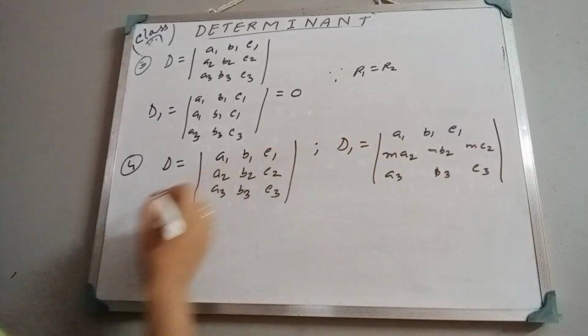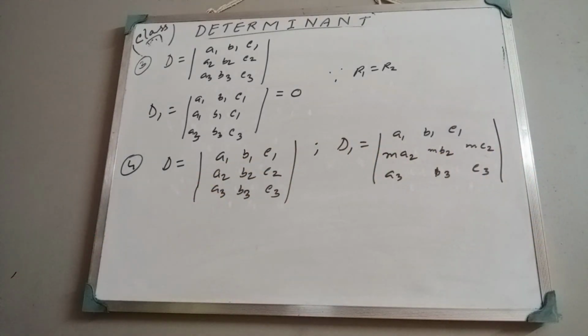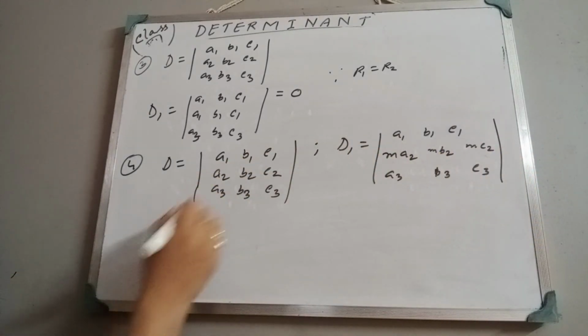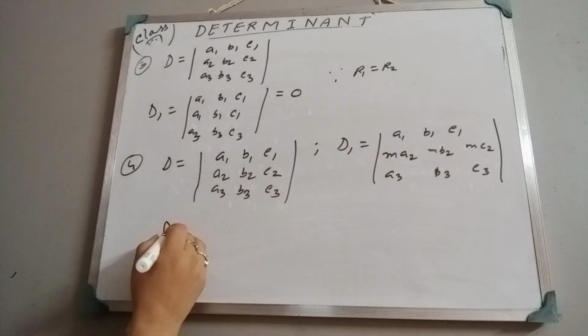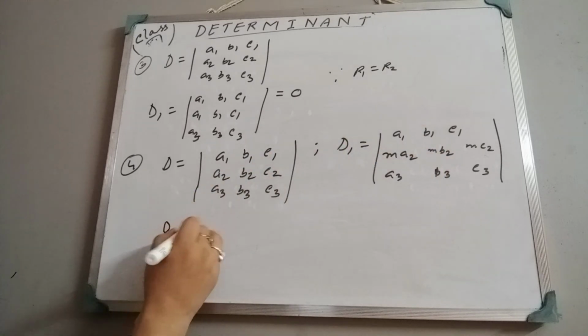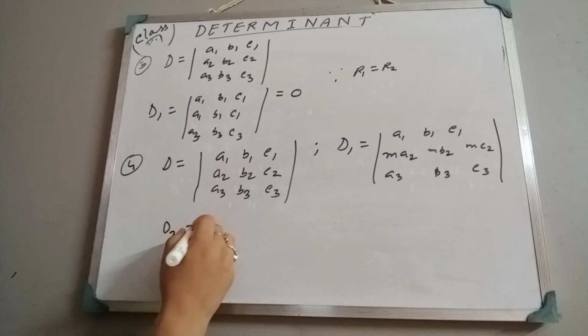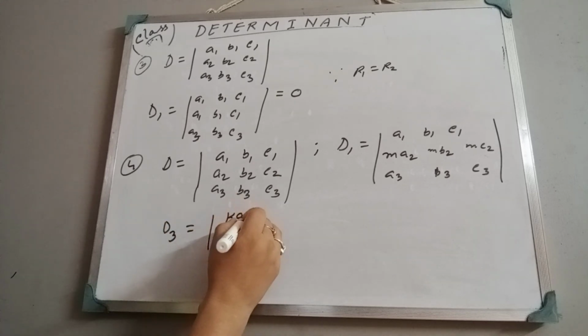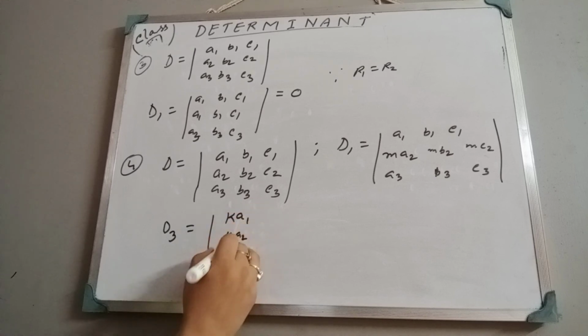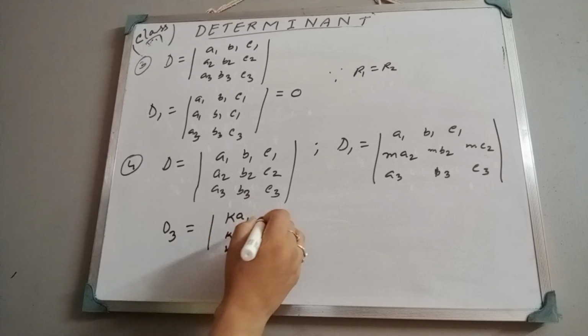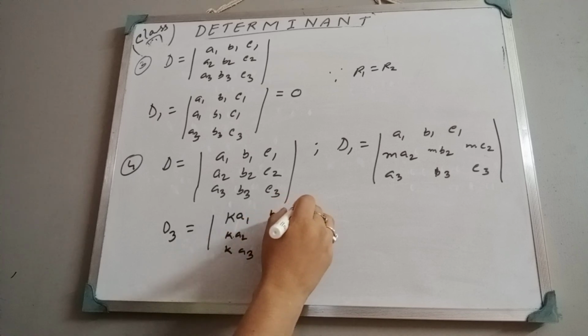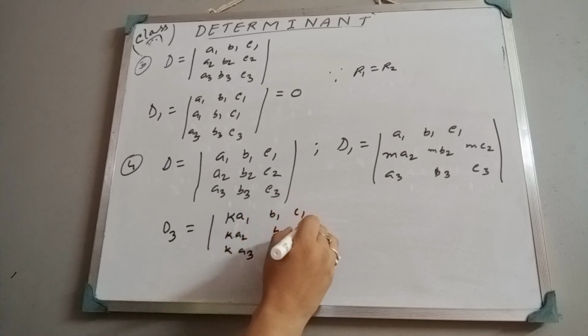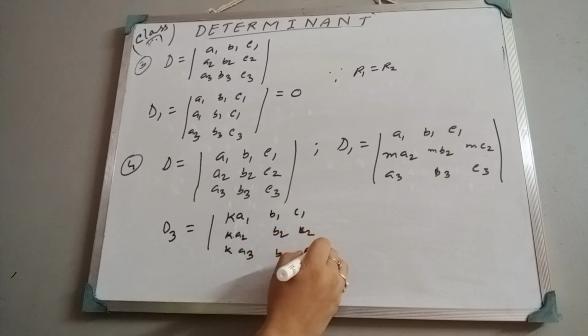Okay. So this is D1 and D2, where the second row is multiplied with one scalar quantity. And here D3, say, the first column we will multiply with one scalar quantity. So Ka1, Ka2, Ka3 we can write, and this will remain the same: B1, C1, B2, C2, B3, C3.